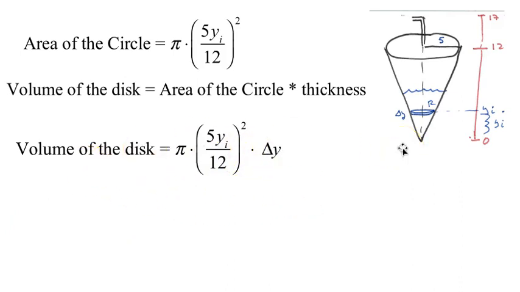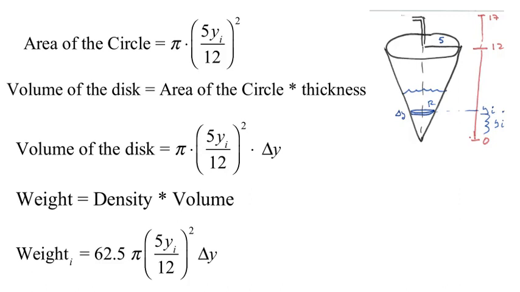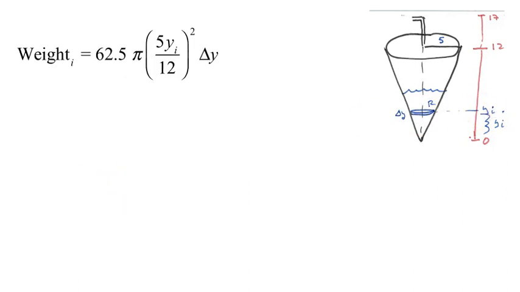Now, how do we go from volume to weight in British units? Well, that's not terribly difficult. We know weight is density times volume, and we know we have 62.5 pounds per cubic foot. So we're able to define the weight of this little disk of water, and weight is a force. So if we have the force, we need to think about the distance to pump this out.